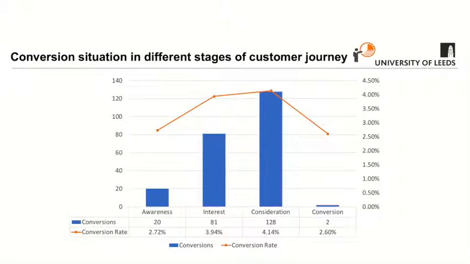Let's move into the result of conversion and conversion rate in round 3. In this graph, we set up the ad group based on customer journey in round 3. As we can see, interest and consideration stages have a higher level of conversion, and also in conversion rate. But in the conversion stage, we only have 2 conversions and 2.6% in conversion rate. We believe that the poor performance in the conversion stage is because we didn't choose enough keywords.